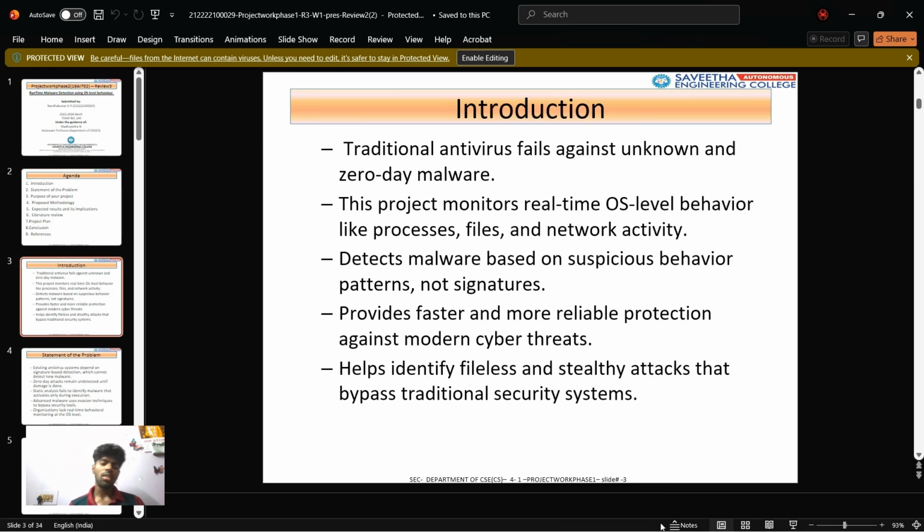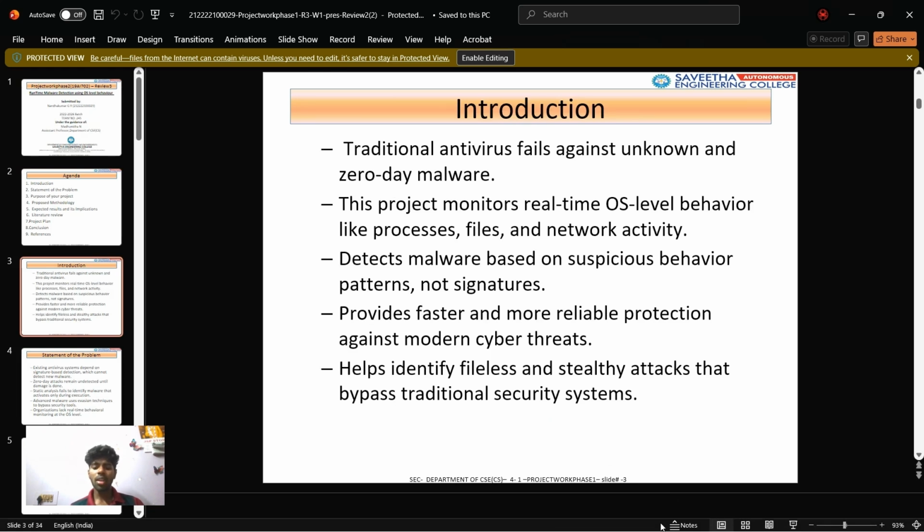So, let's check on the introduction part. Traditional antivirus fails against unknown and zero-day malware. This project mainly aims at monitoring real-time OS level behaviors like processes, files, and network activities. It also ensures detecting malware based on suspicious behavior patterns, not signature ones, because when the CPU goes high or memory is consumed more than usual, these kinds of patterns are used to detect suspicious behaviors. And it also provides faster and more reliable protection against modern cyber threats.